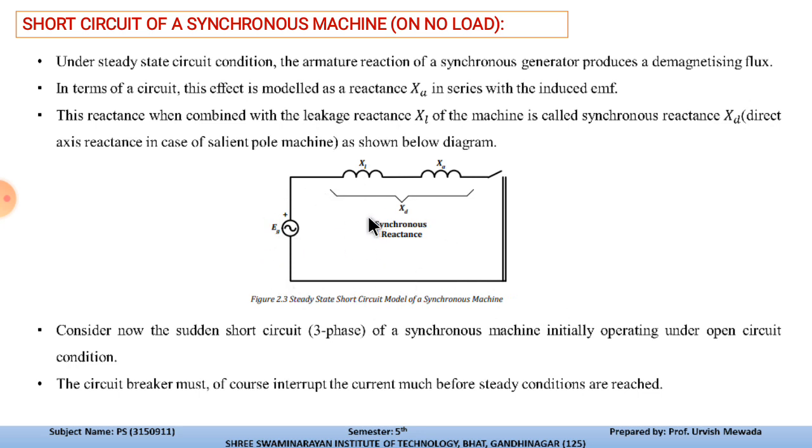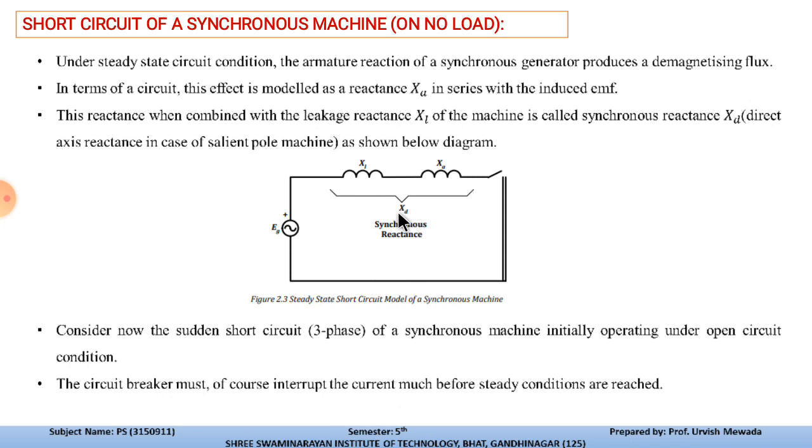Now consider a sudden three-phase short circuit of a synchronous generator on no load condition. The machine experiences a transient in all three phases, finally ending up in steady state condition. So whenever the sudden short circuit occurs, the three phases of the synchronous machine are initially operating under open circuit condition, so the circuit breaker must, of course, interrupt the current much before the steady state condition is reached.